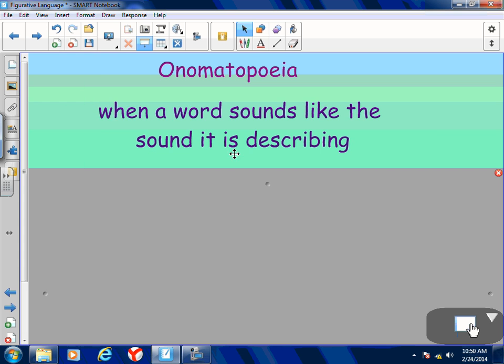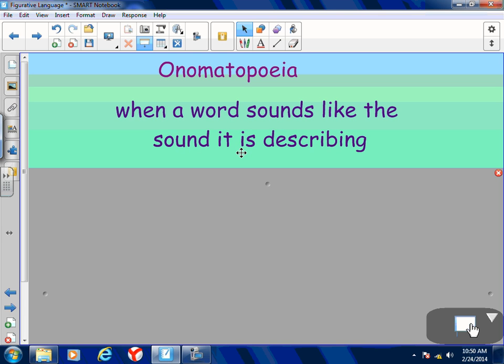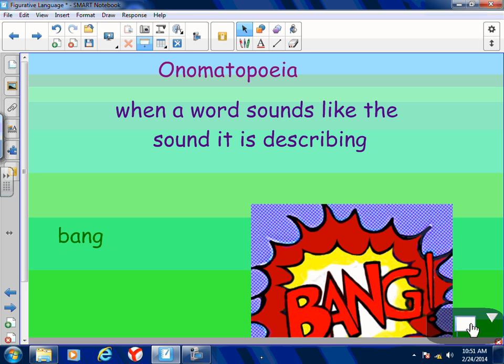Onomatopoeia. What is meant by onomatopoeia? Onomatopoeia is when a word sounds like the sound it is describing, like when I say, this is a bang. When you hear the word bang, you get the sound of hitting something or a loud sound. And here is an example with the picture, bang. You can imagine the picture when you hear the word, okay?